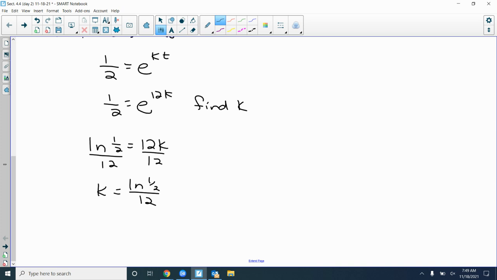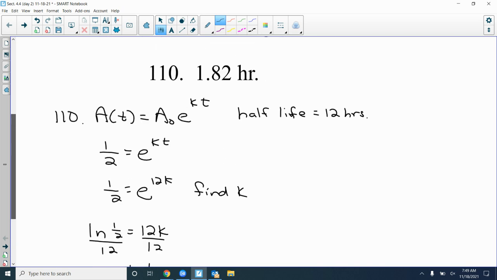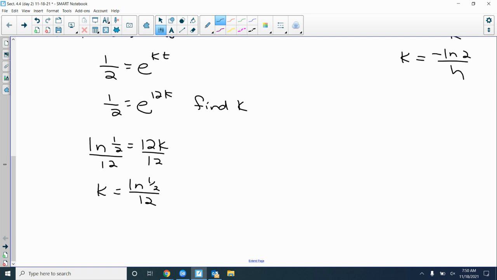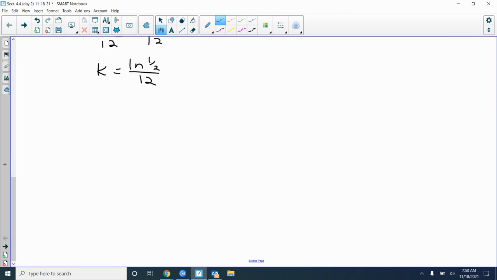Now, we had that formula from yesterday. I think the formula from yesterday was h equals negative natural log of 2 over k, right? Well, if we know h, if I multiply both sides by k and divide by h, you can end up getting k equals negative natural log of 2 over h. Those are going to be equivalent, so you can use that. I know h, it's going to end up equaling this. Well, we said natural log of 1/2 is the same as negative natural log of 2. You can leave this, it doesn't matter. But this will be k.